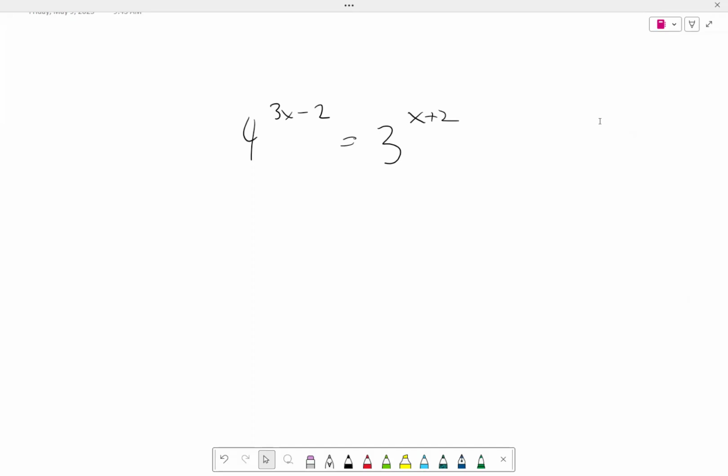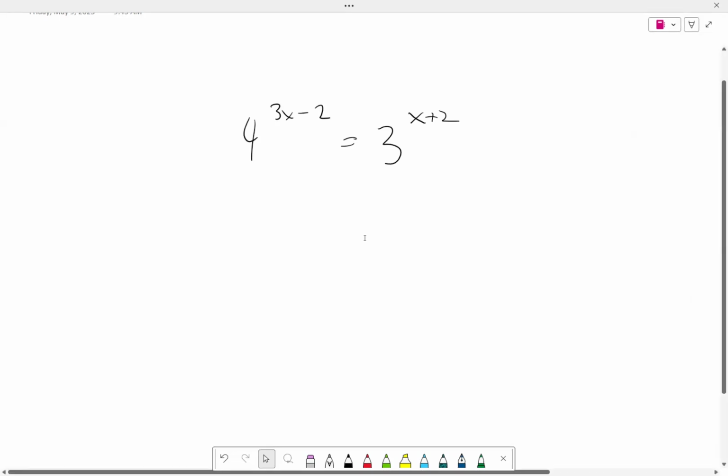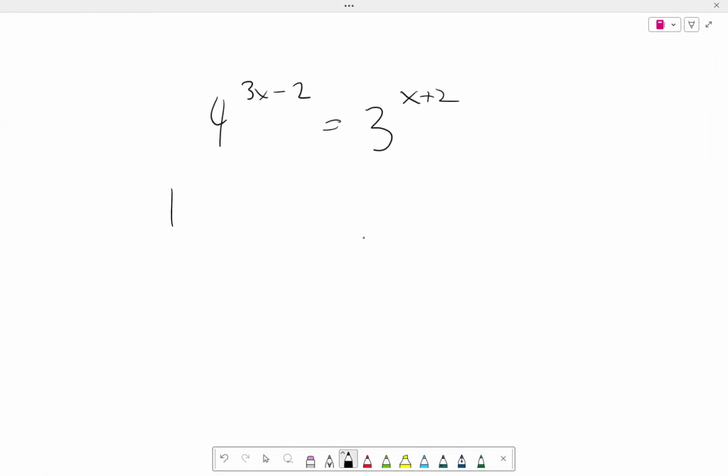Okay. Let's see if this is working. There we go. Okay. Haley K, could you help me with this one, please? Yeah, so I did log base 4 of 4 to the 3x minus 2, but the power of equals log base 4 of 3 to the power of x plus 2.